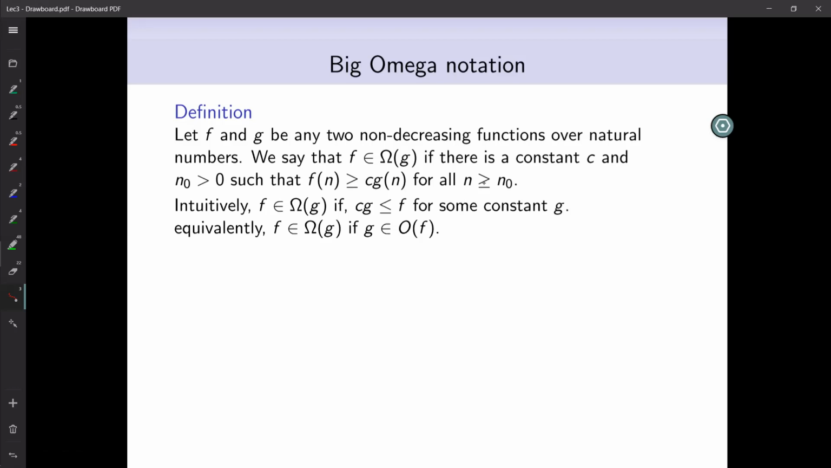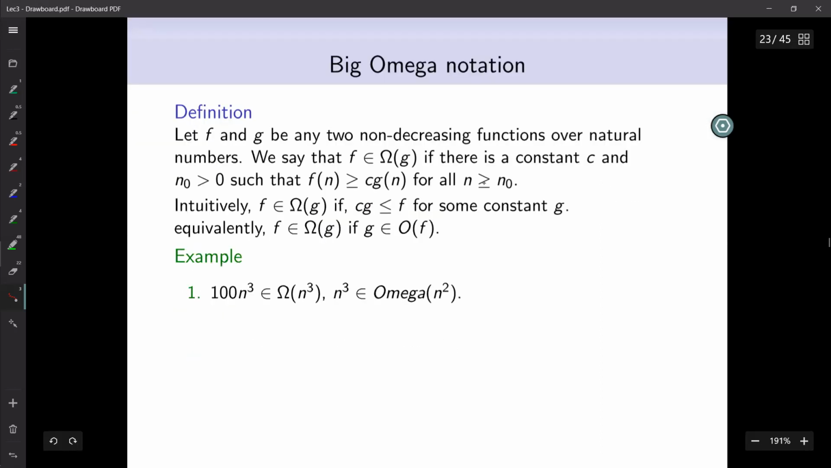So this should give you perspective. This one says g is upper bounded by some constant multiple of f. In other words, f is lower bounded by some constant multiple of g. So they're essentially equivalent. Let me give you one or two examples. Clearly 100 n cube is omega of n cube. You can take c as anything, say 1 or 2. You can also see that n cube is omega of n square. We'll see why.